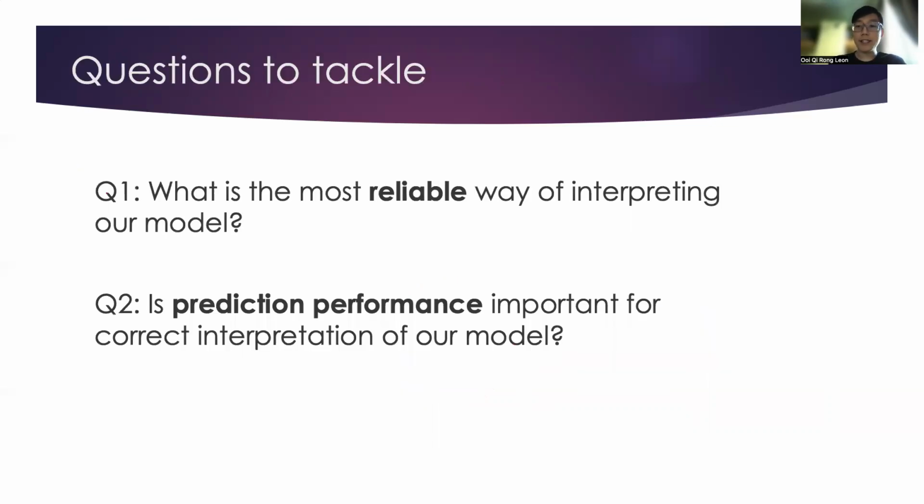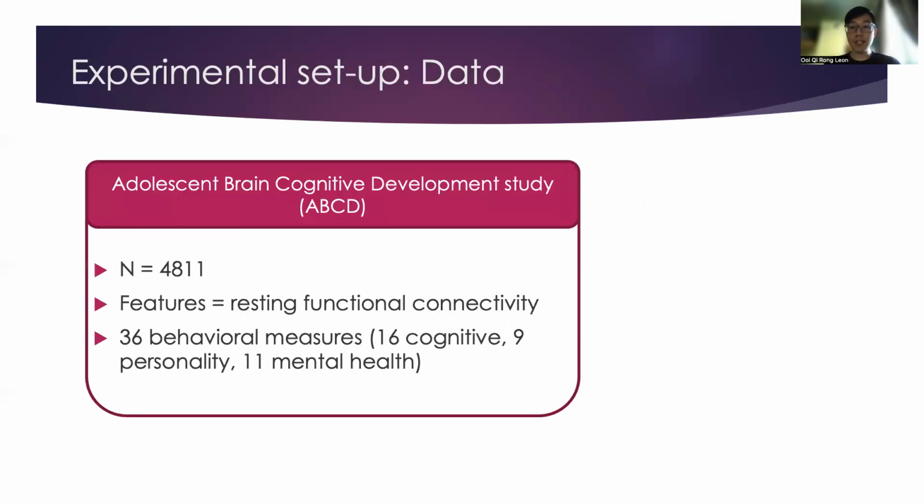I'll address two questions in this talk. Firstly, are there any steps that we can take to maximize the reliability of feature importance across models? And secondly, with all this emphasis on the reliability of feature importance, should we even care about prediction performance at all? To investigate these questions, we used 5,000 participants in the ABCD.